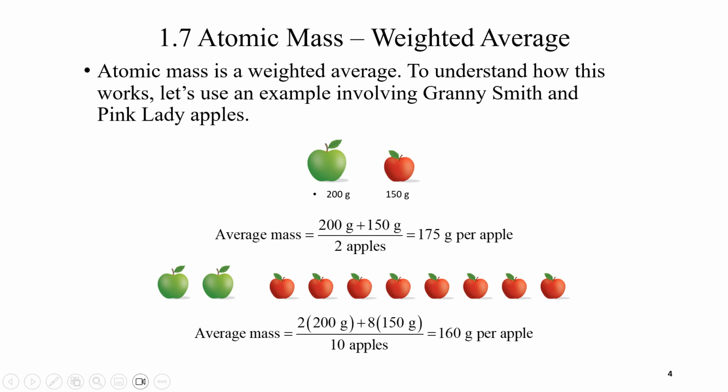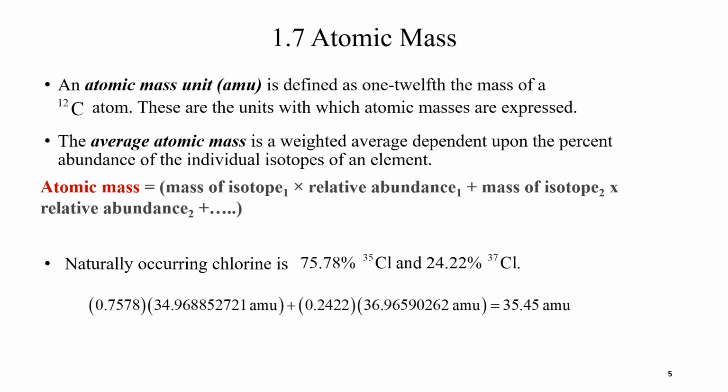We use the same principle to calculate the atomic mass of the different isotopes of each element in the periodic table. Let's take a look. We measure atomic mass in atomic mass units. An atomic mass unit is the mass unit that we use to measure the masses of each atom of an element. We define this as 1/12 of the mass of a C12 atom.